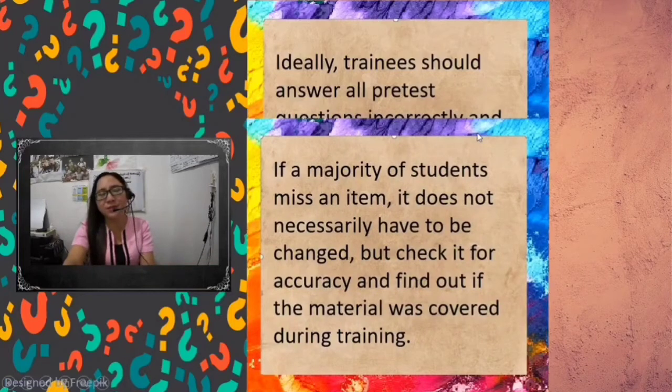Next, if a majority of students miss an item, it does not necessarily have to be changed, but check it for accuracy and find out if the material was covered during the training. So it is not necessarily to change or revise the item, because there are instances where the students are taking an examination and all of a sudden they wonder why the examination came out that way, why they don't know how to answer it. Maybe because it is not covered during the training. Meaning, some items were included that were not yet discussed by the teachers. So obviously, they will not be able to answer that specific item.